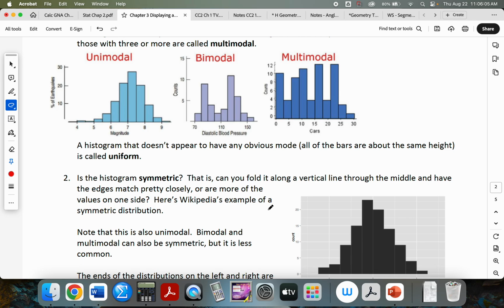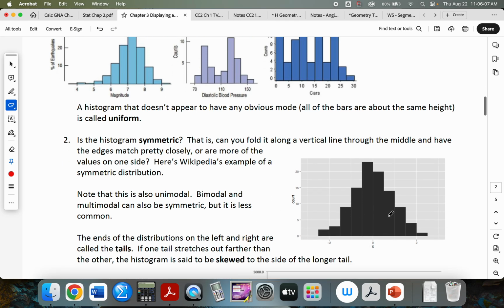So this is actually, I took this from Wikipedia. This was their example of symmetric distribution. Notice it's far from perfect, but it's basically symmetrical. There's about the same values on each side of the middle. Note that this is also unimodal. Bimodal and multimodal can be symmetric, but it's less likely.